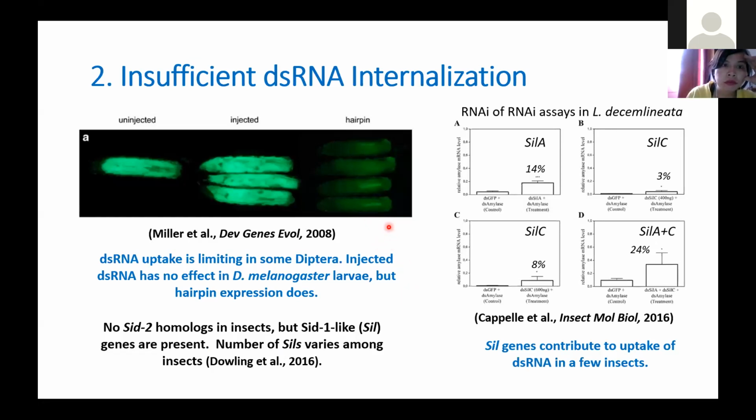Interestingly, internalization of double-stranded RNA works a little bit differently in insects than it does in a lot of other organisms, where the SID transmembrane channels have been implicated. In insects, there are SID1-like genes, or SIL genes, in some species. In the case of the Colorado potato beetle, they've implicated SIL-A and SIL-C in double-stranded RNA uptake. However, when you suppress both of those genes simultaneously, it only resulted in 24% rescue of the reporter. And so this indicates that SIL genes only play a very minor role in double-stranded RNA uptake.